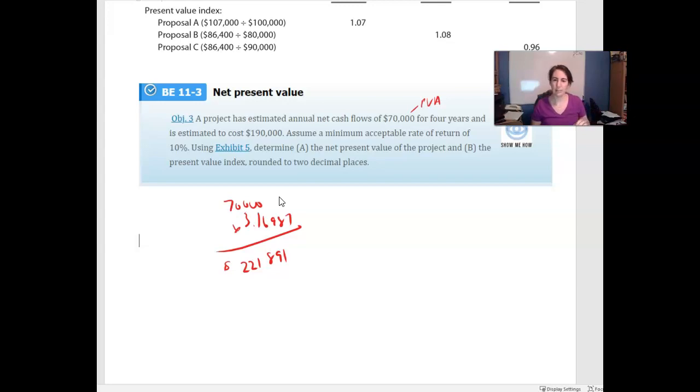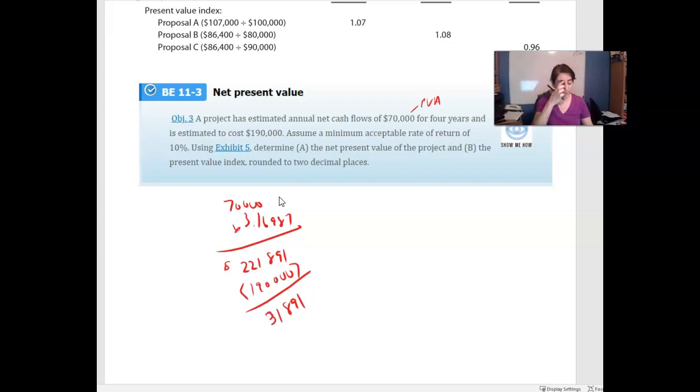Okay, the investment is $190,000. So really, I'm ahead. Right? I'm going to lay out $190,000 today, in today's dollars, and I'm going to get returned to me over the next 4 years the equivalent of $221,891, which is $31,891 ahead. That is the net present value of the project.